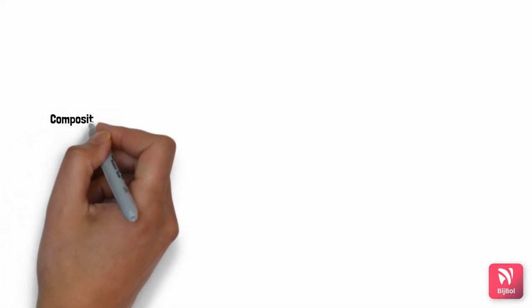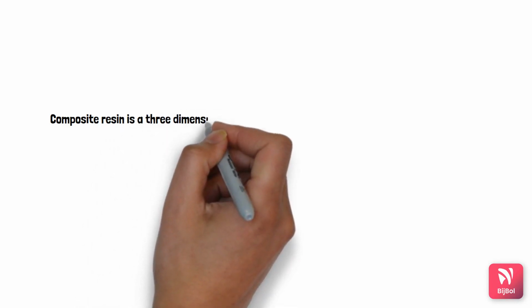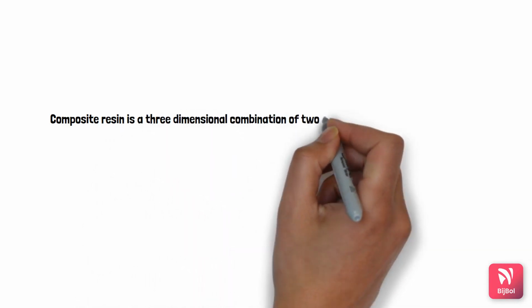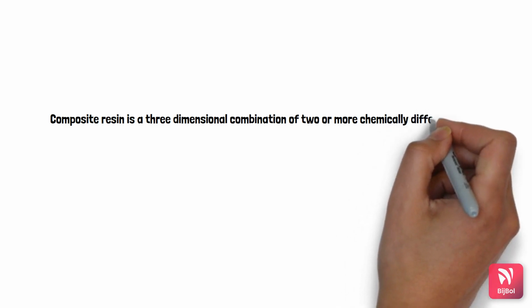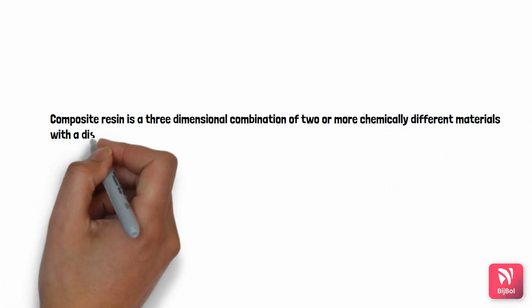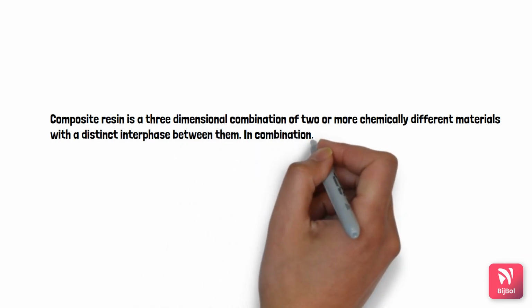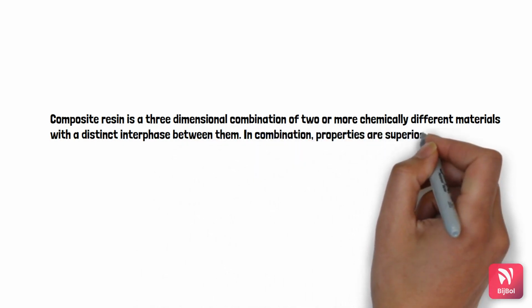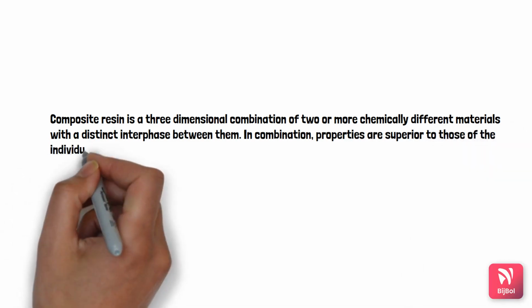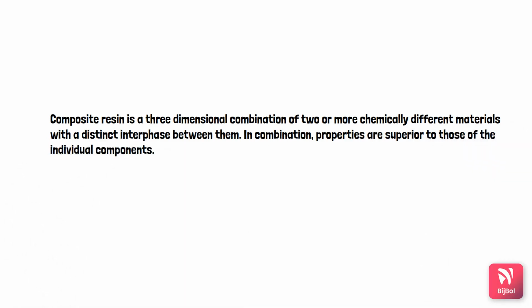Now we'll discuss the composites. Coming to the definition of composite, the composite resin is a three-dimensional combination of two or more chemically different materials with a distinct interface between them. In combination, the properties are superior to those of the individual components. This is the definition of the composite resin by Dr. Bowen, who formulated the BIS-GMA resin.